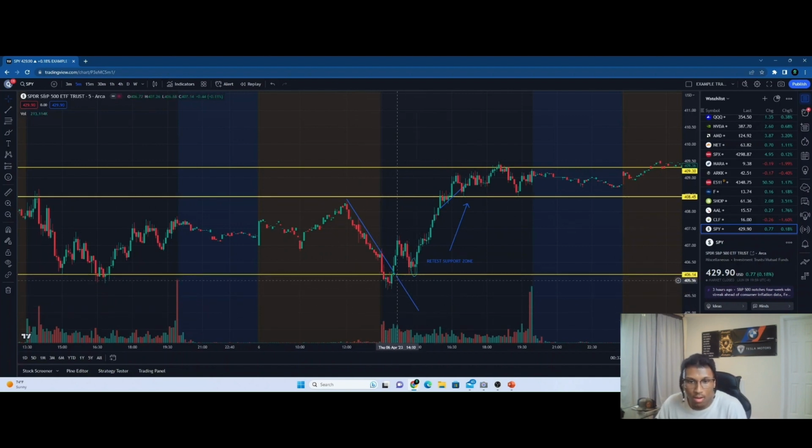Now, we wick under the support. We don't stay under the support for more than 25, 30 minutes here. So once I see that this is reversing, we have this candle here, that's the breakout candle. This is the breakout candle right here breaking out of the trend line.